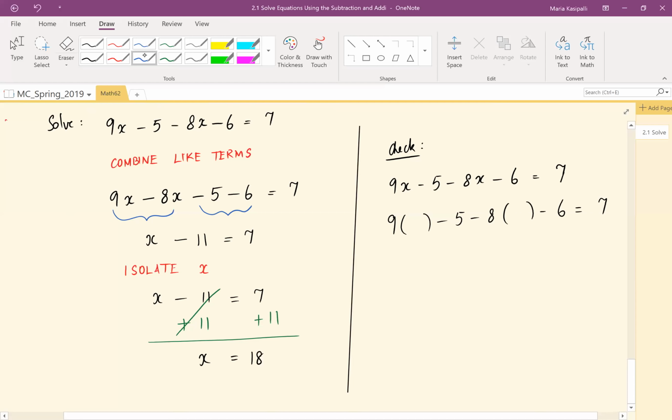And our answer was 18, so let's plug in 18. I put a question mark there because all these things on the left side should boil down to a 7. Only then will it make the statement true. So 9 times 18, use your calculator and get the answers. So that kind of gives us 162 minus 5. Those two when multiplied gives you 144 minus 6.